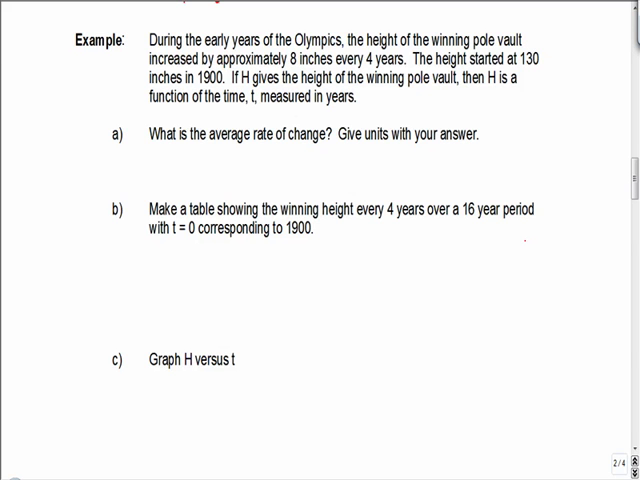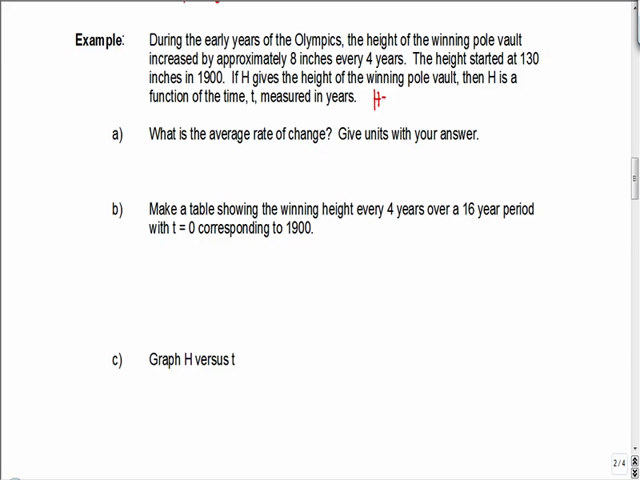Let's take a look at another example. During the early years of the Olympics, the height of the winning pole vault increased by approximately 8 inches every 4 years. The height started at 130 inches in 1900. If h gives the height of the winning pole vault, then h is a function of time t measured in years. And so now I have a few things I'd like to do.